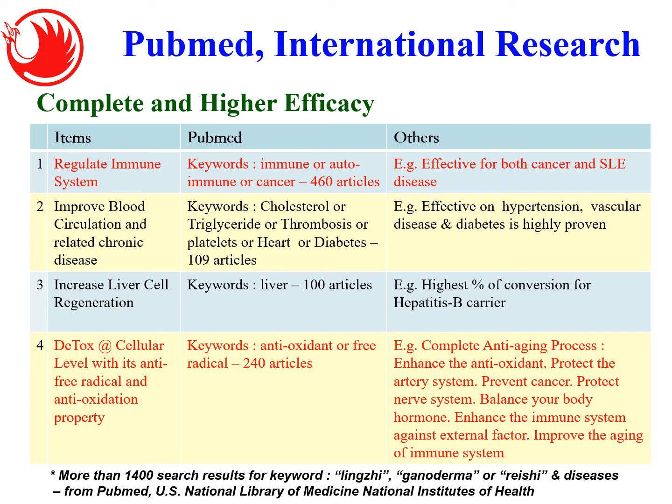So you can see that there are a lot of articles. For example, on regulating the immune system, there are about 460 articles talking about this. It's not just what I say, it's all scientifically proven. So it's very good for your immune system. Remember, for virus and bacterial infection, we want an optimal immune system. Next, improve blood circulation and related chronic disease.